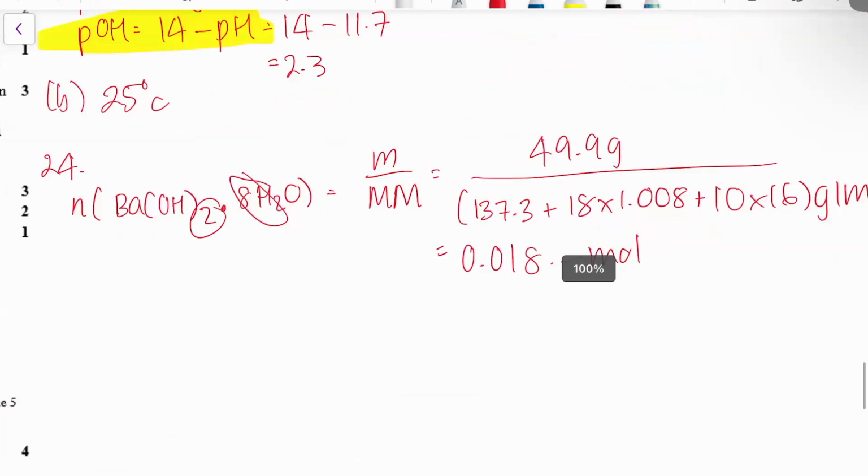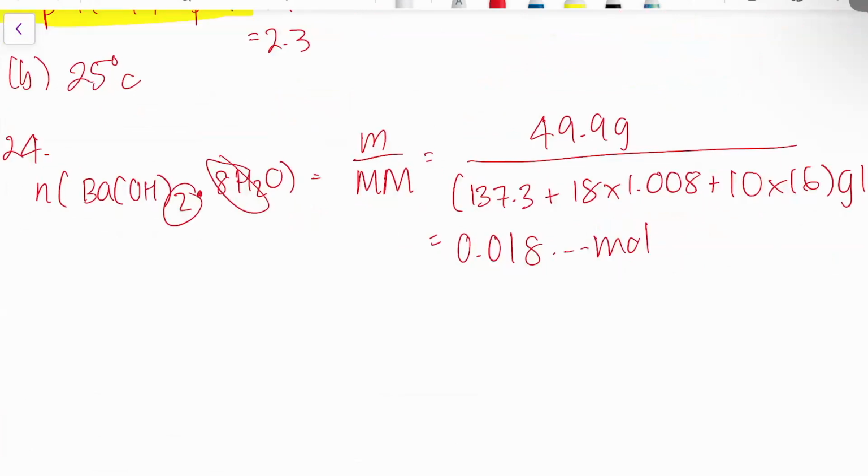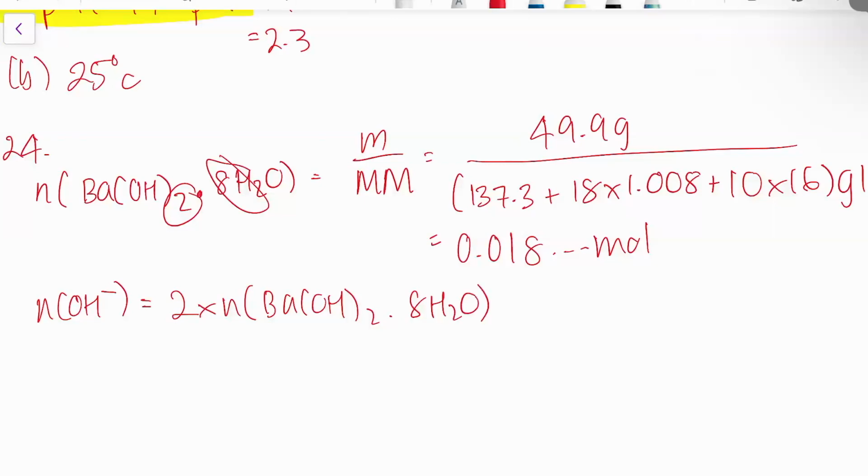So how many OHs do we see in the formula? There's 2. So when I get the moles of the entire chemical, I'm going to times it by 2 to get all of the moles of the hydroxide. So that's 2 times the moles of barium hydroxide octahydrate. 2 times 0.018 dot dot dot mole is equal to 0.037 dot dot dot.